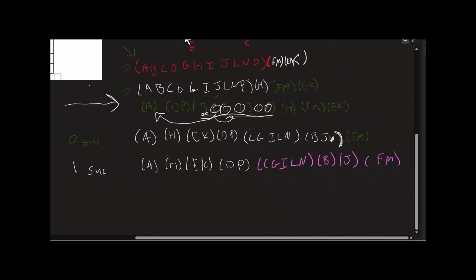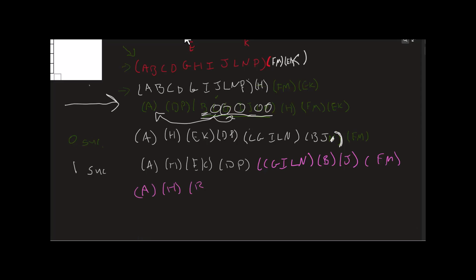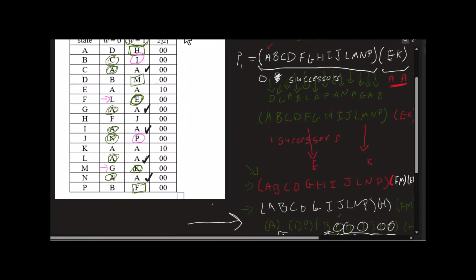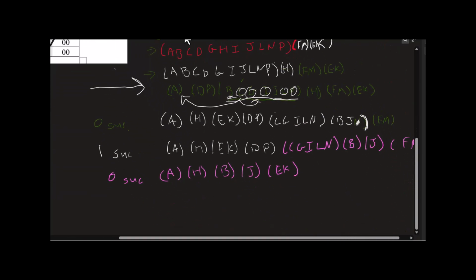All right, so now I have A, I don't have to check again. H, I don't have to check again. B, I don't have to check again. J, I don't have to check again. E, K, we said was good. So now I'm going back to zero successors again. D and P. D's going to B and P's going to B. That's fine.